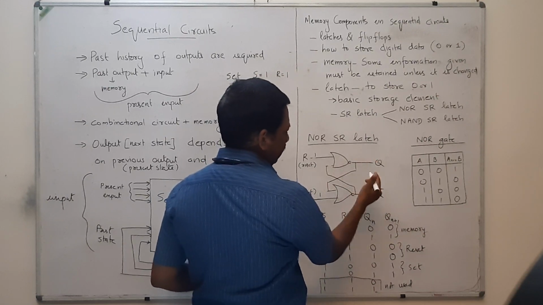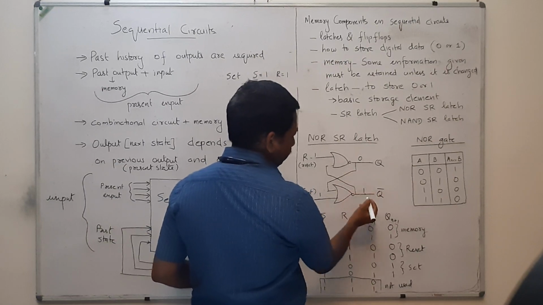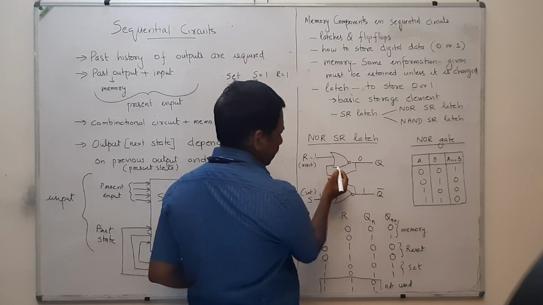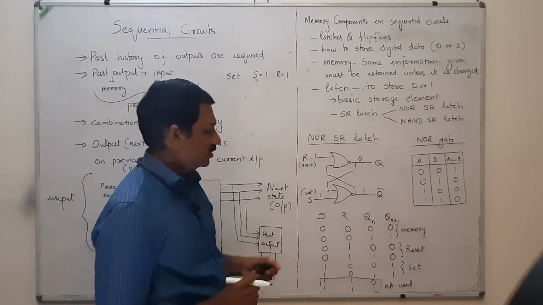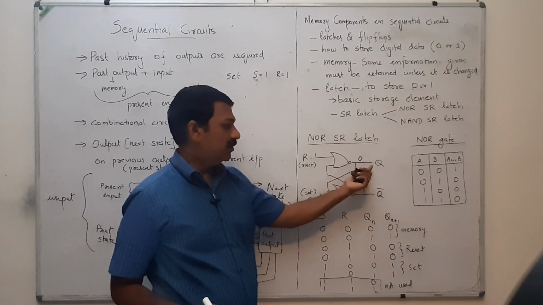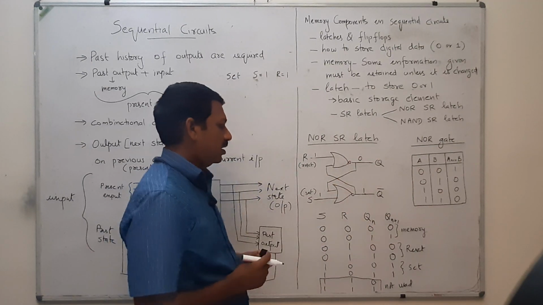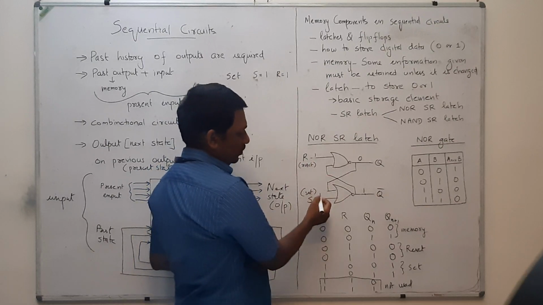Suppose that the previous value is 0. See, this is the current value. Anyway, these two are complements of one another. That means Q and Q bar are complements, that means 0 and 1. Now what will happen if R is equal to 1 and S is equal to 1?